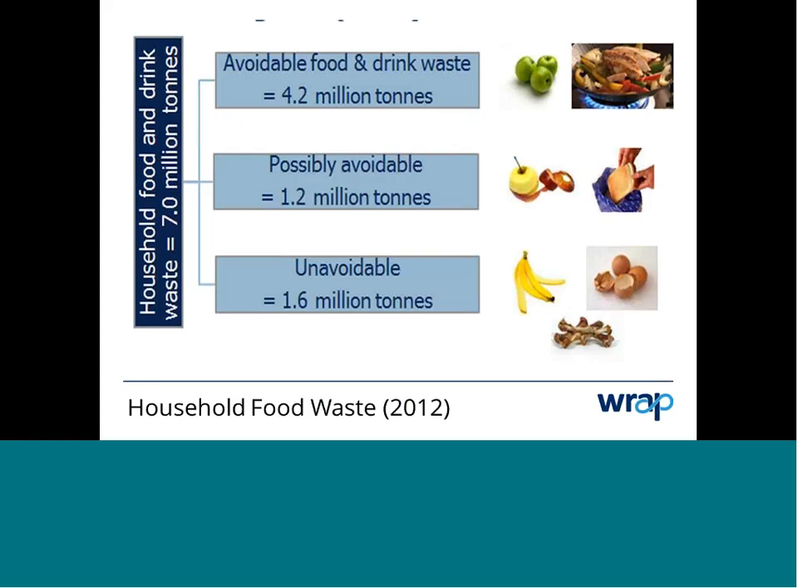So just taking a closer look at the 7 million tonnes of household food waste, we split that down into 3 categories. Unavoidable, so for example banana skins, bones and eggshells. Possibly avoidable, so things like potato and apple peelings and crusts of bread. And then avoidable, which is food that was edible at some point before it was thrown away. So as you would expect, our main focus is on avoidable household food waste.